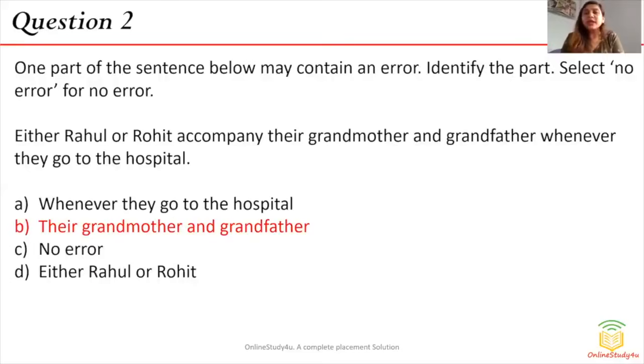We have to look at "his," right? Because it's only one of them. So along with "one of them," according to the rule of subject-verb agreement, it can only be "his." It cannot be "their" because one of them is going.